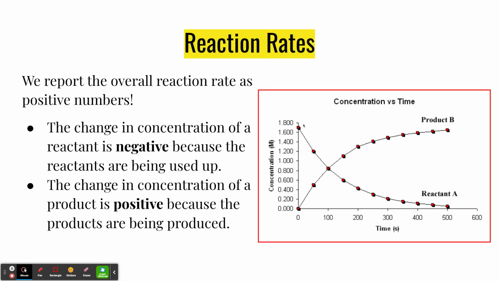I'll note a couple things. At the beginning of this particular chemical reaction, guys, you'll notice that the rate is pretty quick. The reaction starts pretty quick with the reactant being used up quickly and the product being produced quickly. But as we approach 400, 500 seconds, the rate slows down quite a bit.